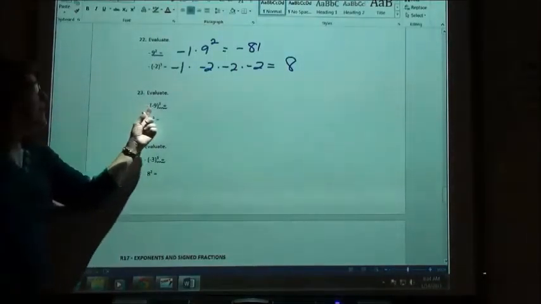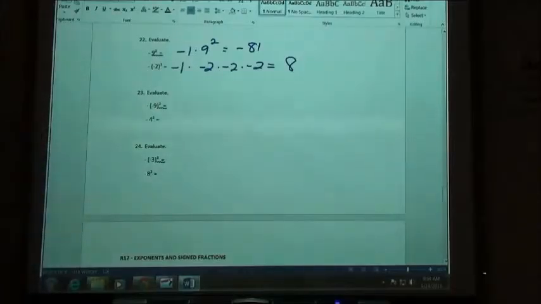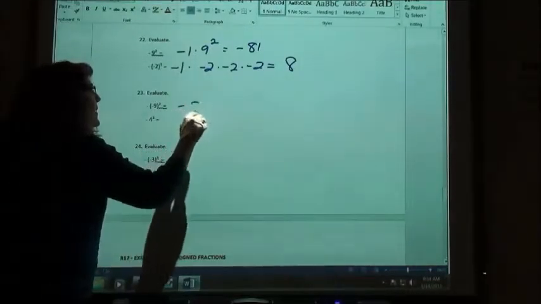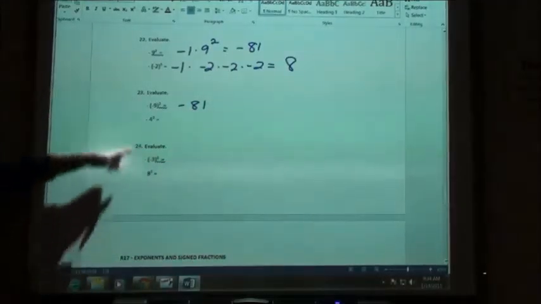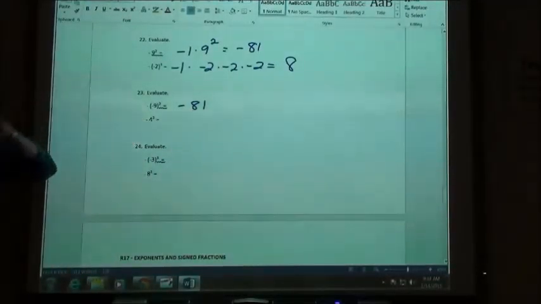So if I have minus a -9 squared, my answer is going to be -81, right? Here, this negative only counts once because there's no parentheses.